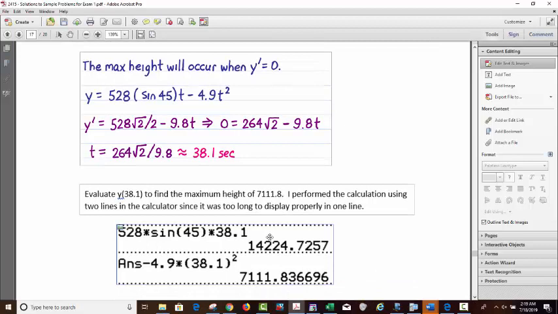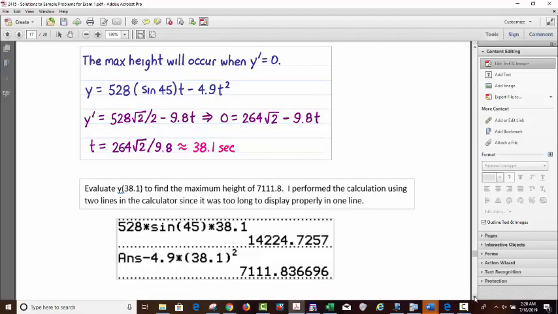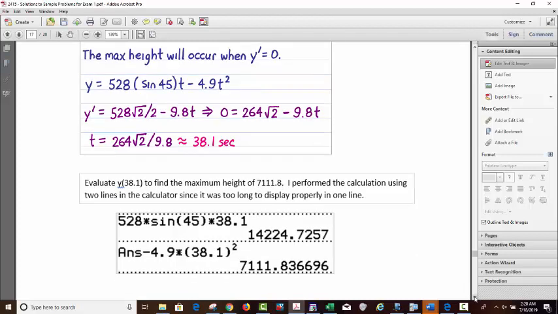Because all this didn't display properly on one line, I went ahead and did it in two pieces. I typed in the part before the minus, hit enter, and then did the part after the minus just so we'd see everything. So it's 528 sine of 45 times the t, which is 38.1 that we just found, and then hit enter, minus 4.9 times the time, 38.1 squared, and I got 7,111.8. I believe they wanted it rounded to a tenth, so it'd be 7,111.8.